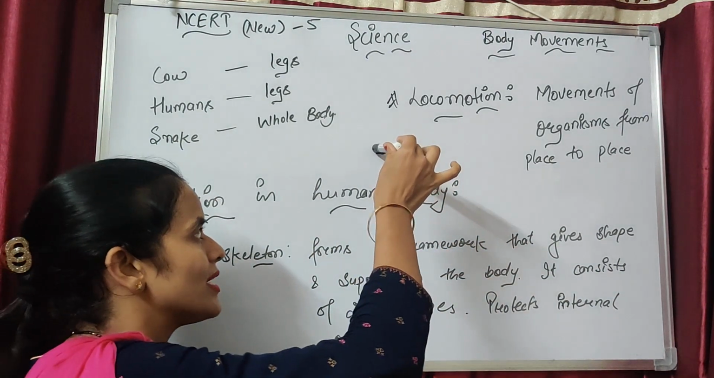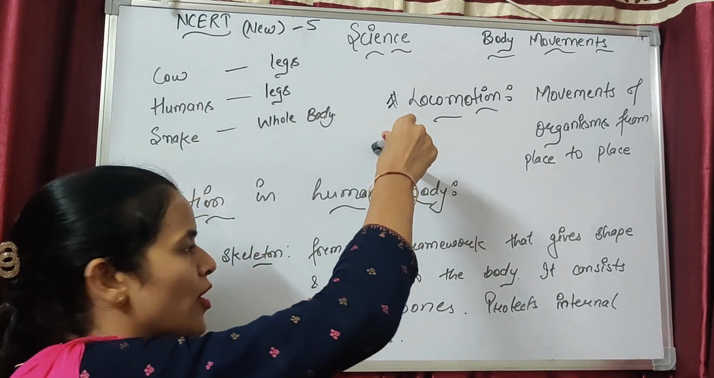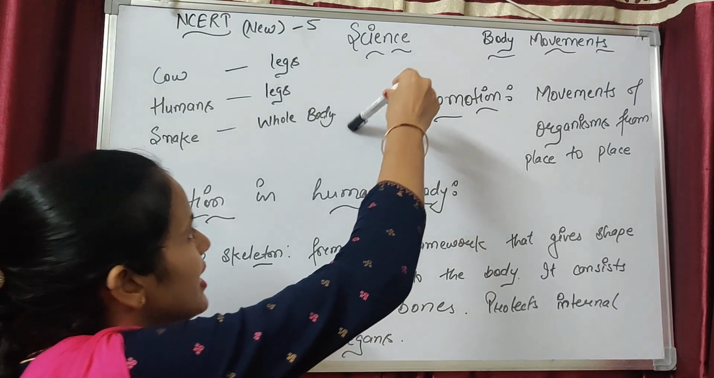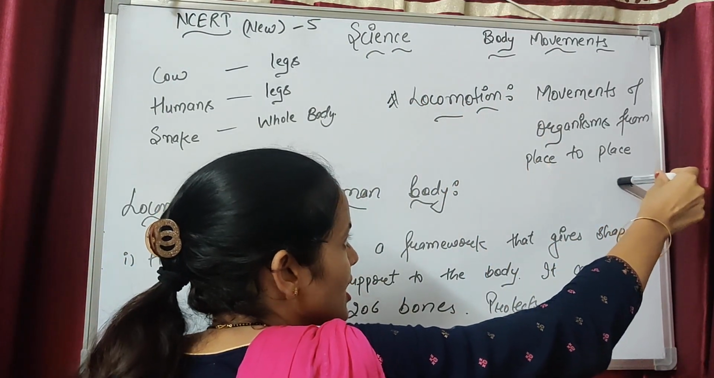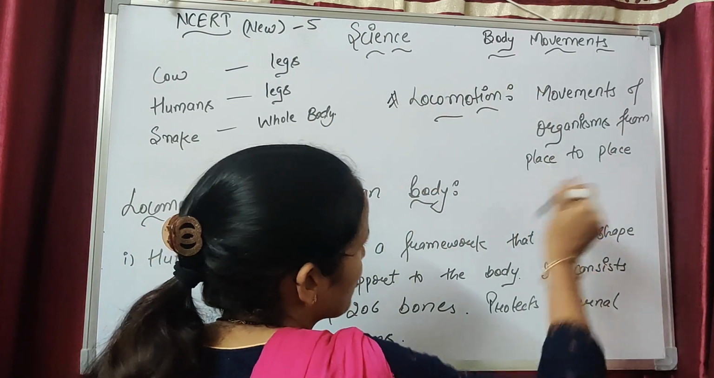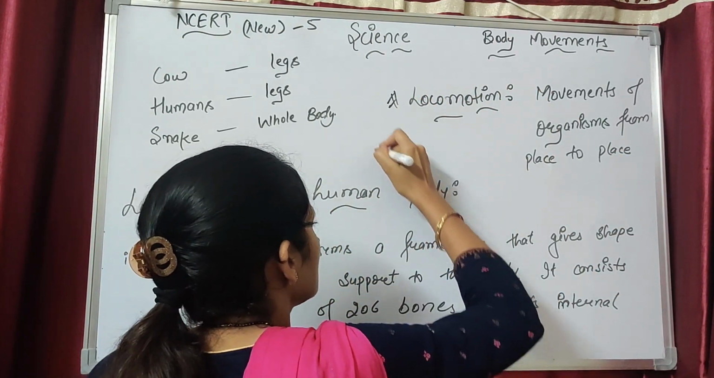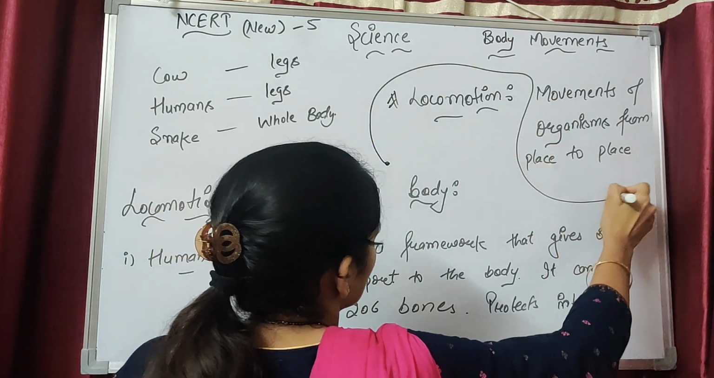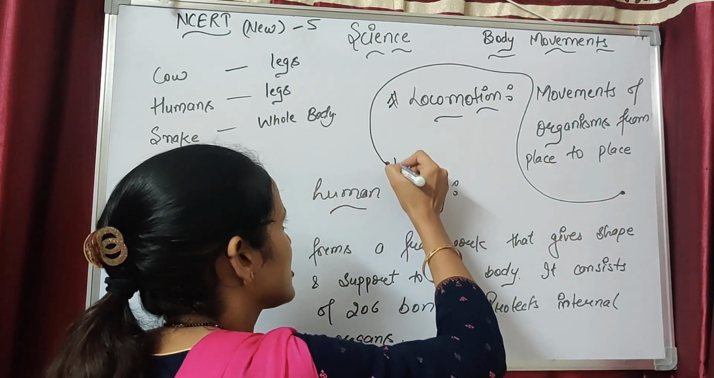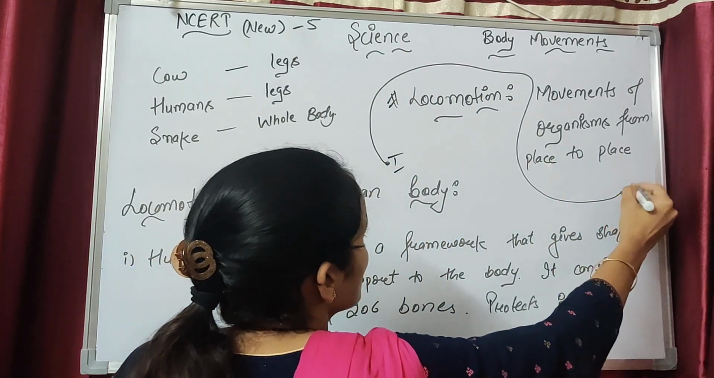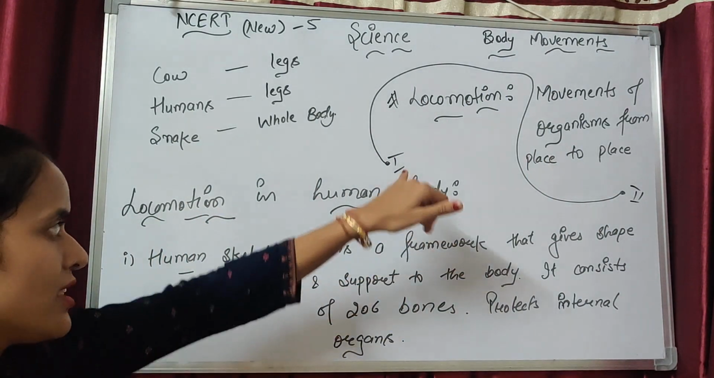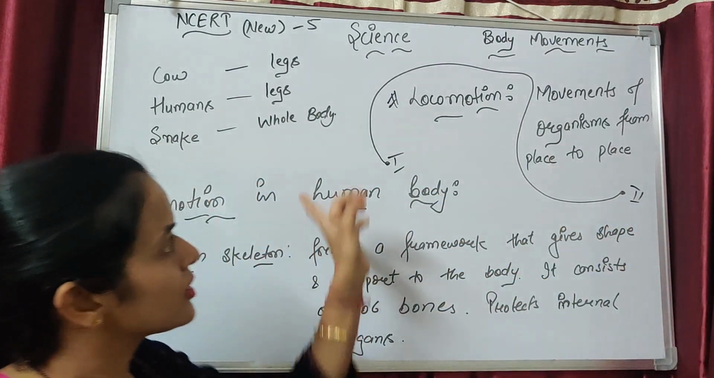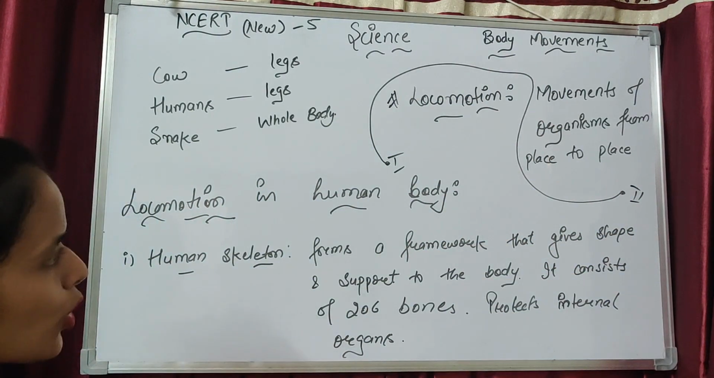That means if an organism is standing here, and it rotates like this and comes here, this point is the first and this is the second. So this whole movement is known as locomotion.